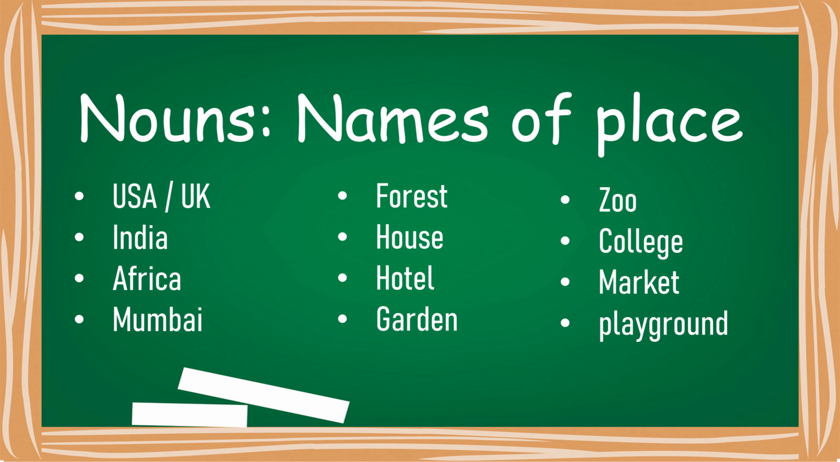Next is zoo, college, market, playground. All these are places where you do something. You study in the college, you buy something in the market. All those are places. So all these comes under nouns.